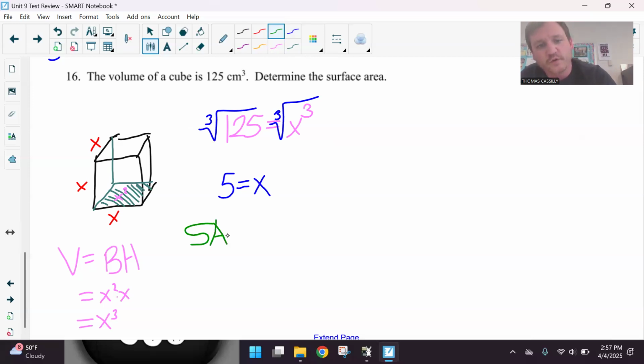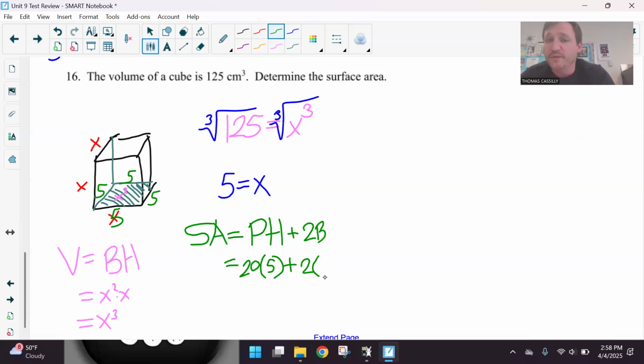There's two ways you can do this one. I'm going to do it the way that we've been doing. Capital P times h. If you want to think about this, we have 5 all the way around. 5, 5, 5, and a 5. So the perimeter on that base is equal to 20. All right, so we're going to have 20 times the height, which gives us 5 plus 2 times capital B. Capital B is the area of the base. That's 5 squared. That's 25. All right, so let's see here. 20 times 5 is 100. That plus 50, that's 150. All right, so the surface area here is 150.